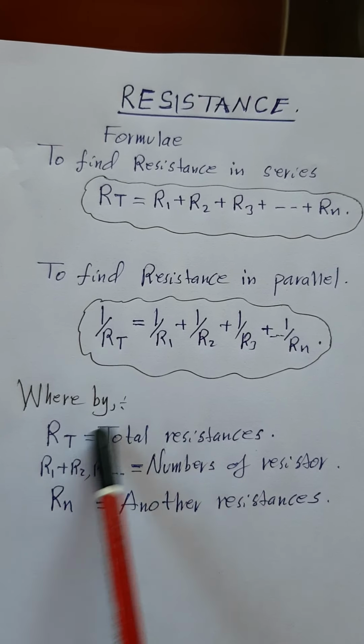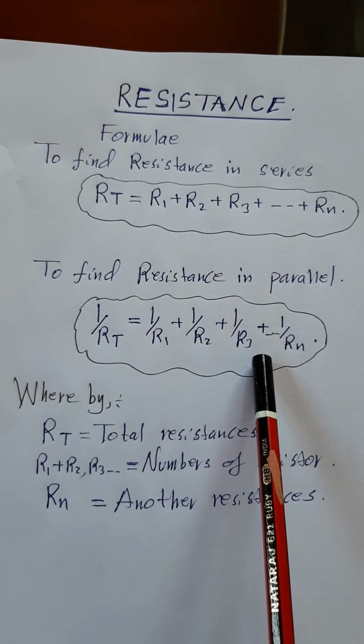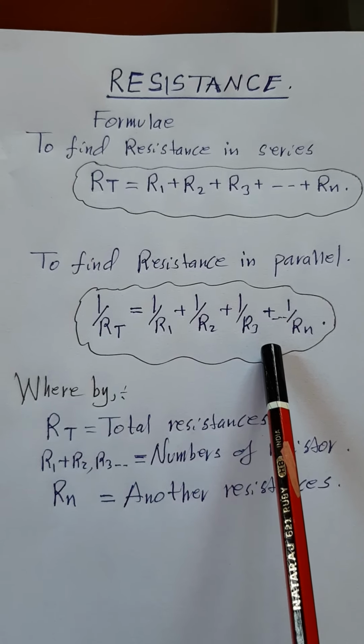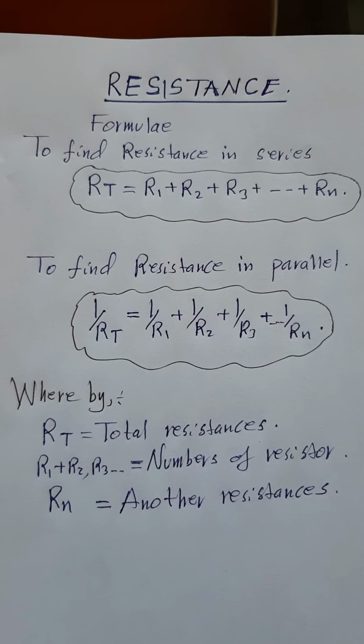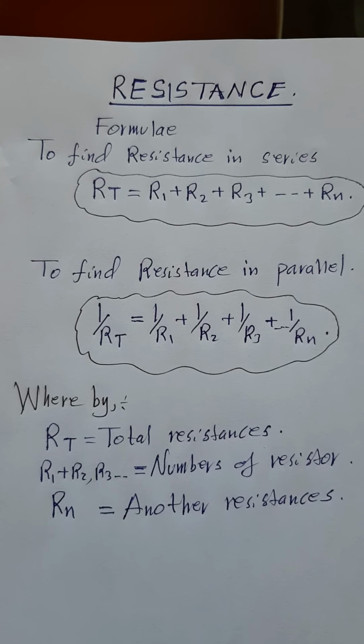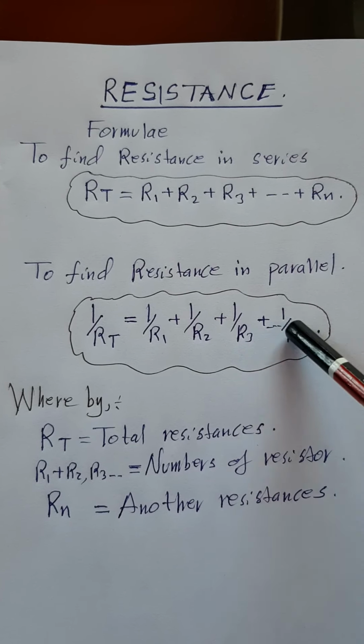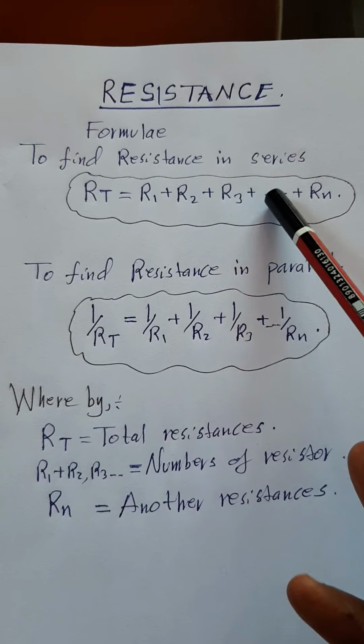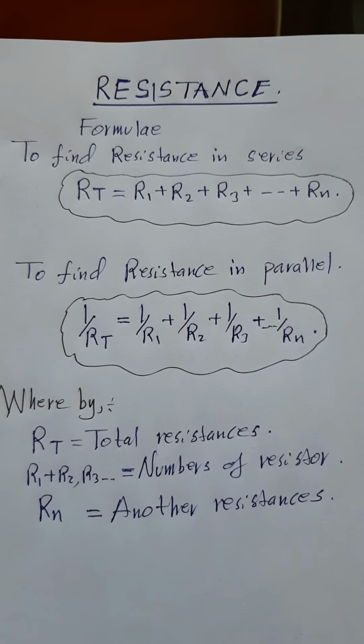We speak about resistance 1, 2, and 3. Why do we speak about 1, 2, and 3? Because this is an example. If there are more than 3 resistances, we can continue adding 1 over the next resistance. The dots mean another one; if there is another, we have to write that.